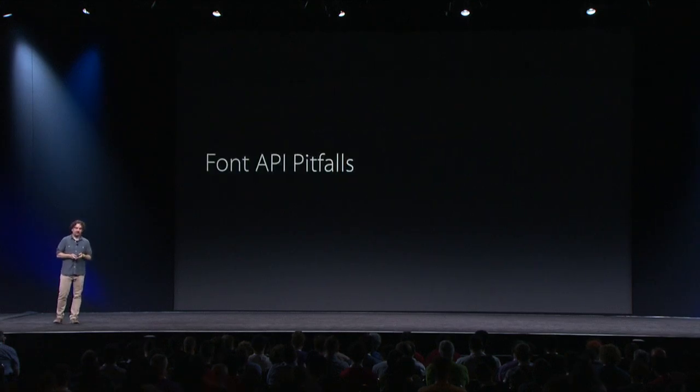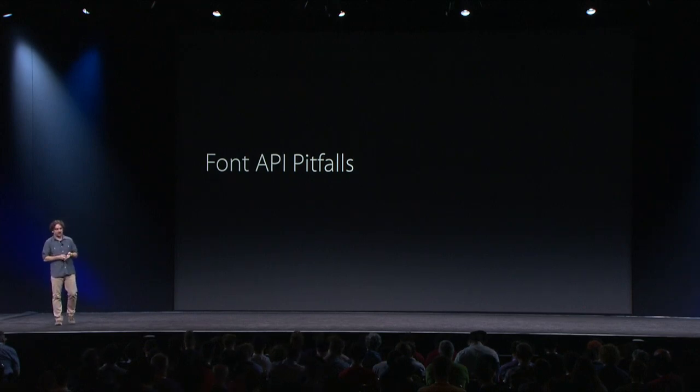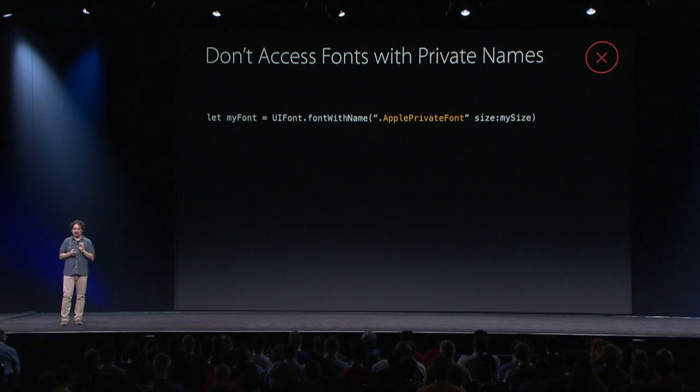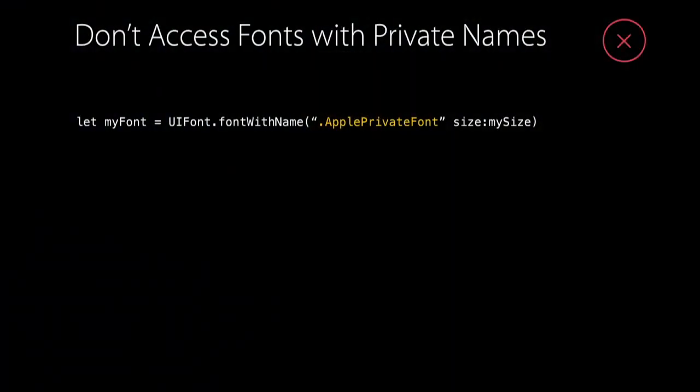So lastly, we're going to look at some potential pitfalls in our font APIs, both with these new fonts and with existing fonts. First of all, the curious amongst you may have noticed that in the preview builds of OS 10 and iOS, the SF fonts ship with a name that starts with a dot. What that dot means is that that name is Apple private, so please don't rely on it being stable.